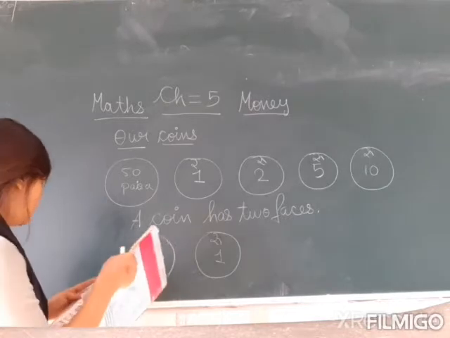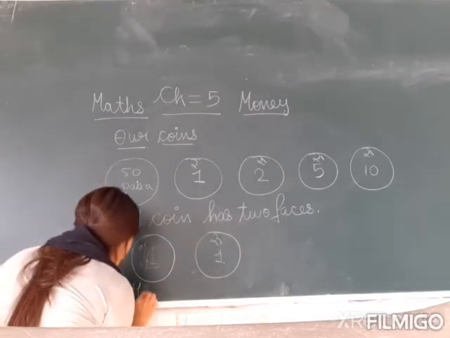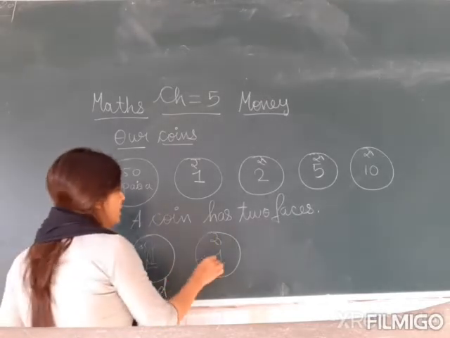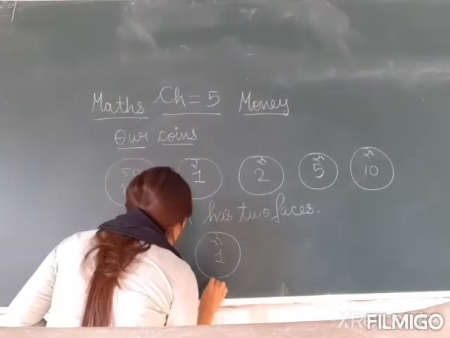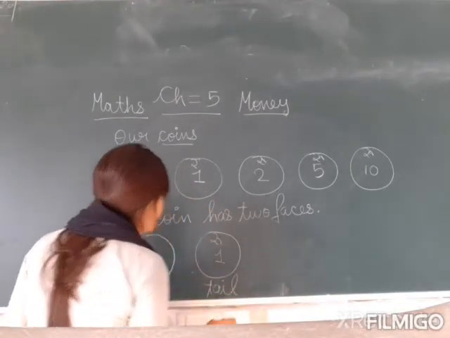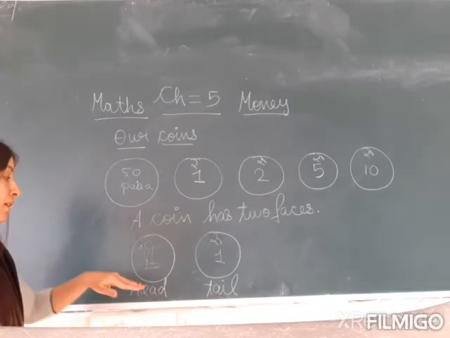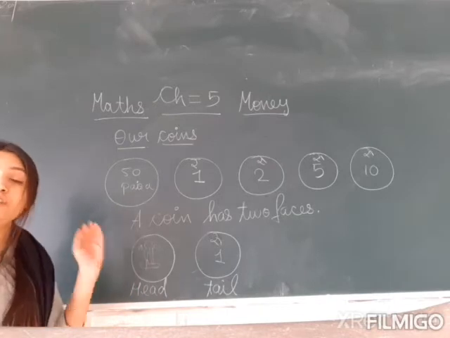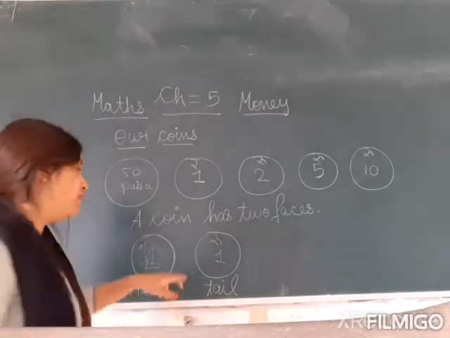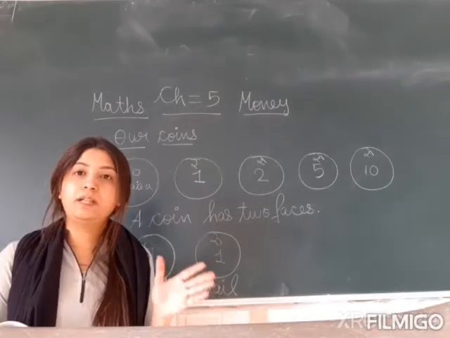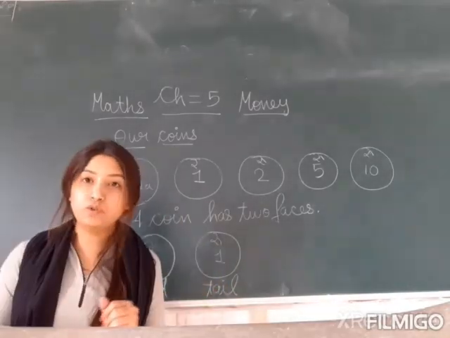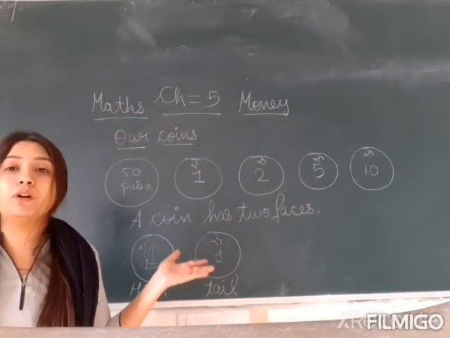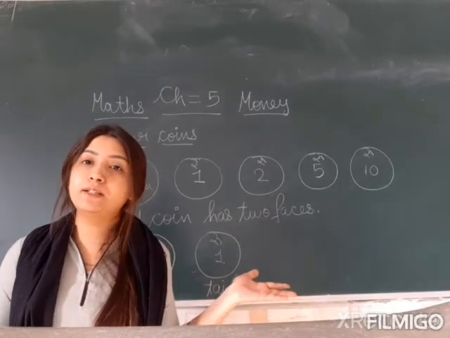That face is called a head. That face is called a head. And what is written on the coin, that is called a tail. Okay, students? So if there is actually a picture there, that face is called a head. And if the value is written, then it is called a tail. Okay, students, now you get it, these are our coins.